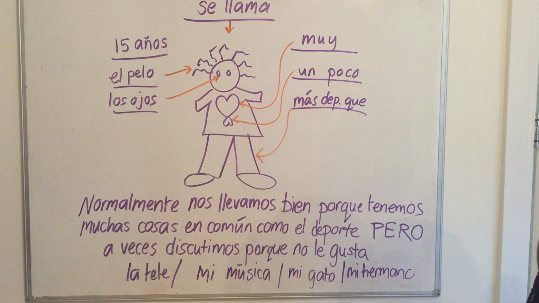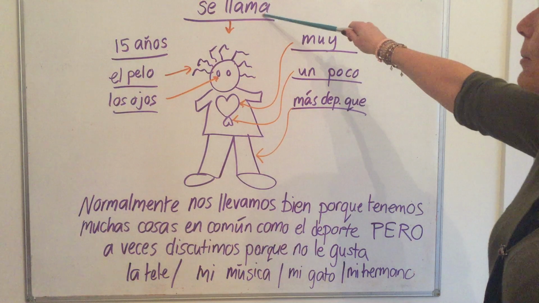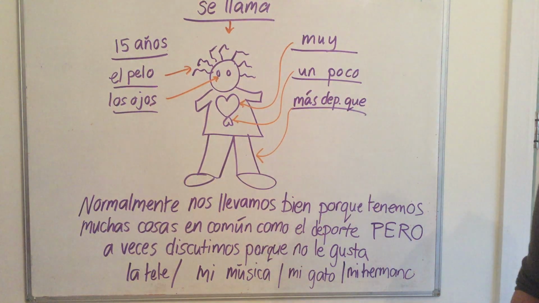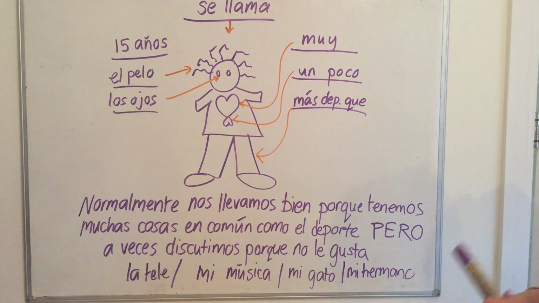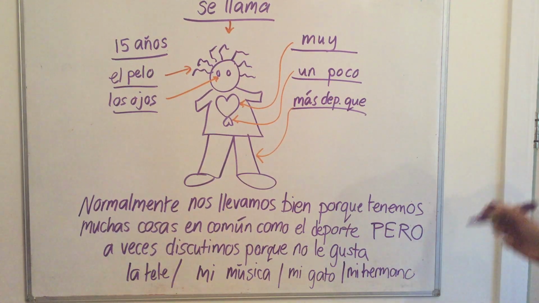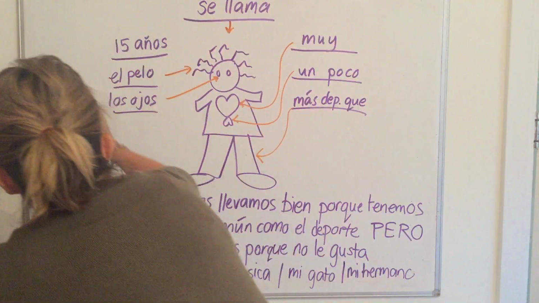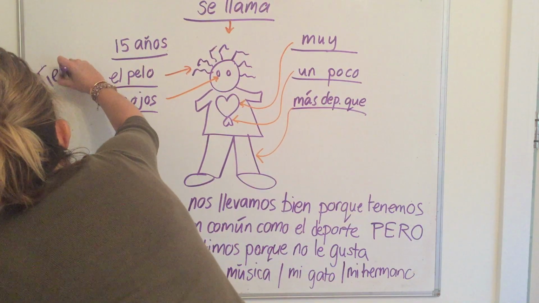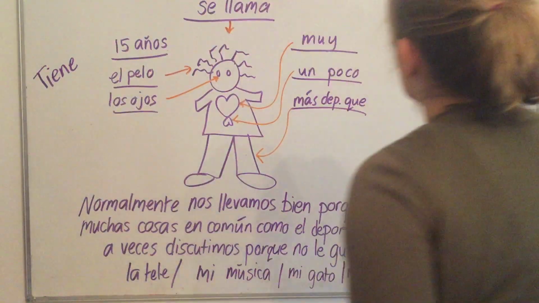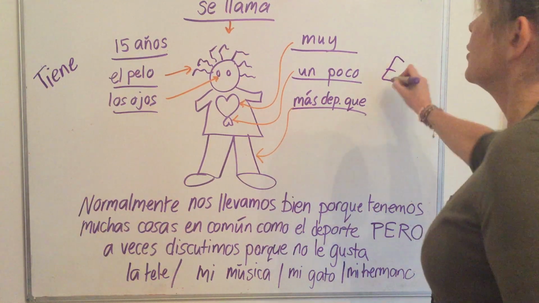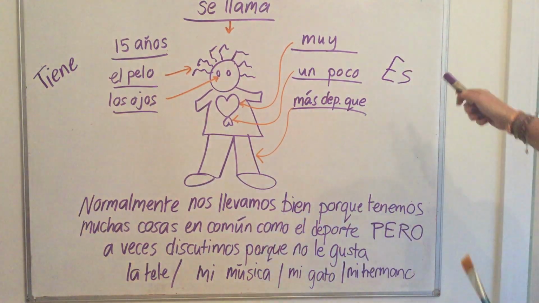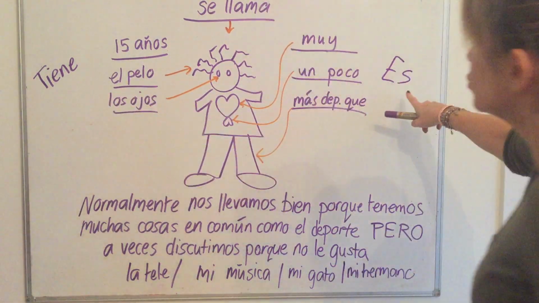So I want you to picture this picture in your head whenever you're trying to bring back all that information about somebody. You're going to start with their name, say llama. Then look at the left side. You're going to use 3 expressions involving a certain verb. It is tener. And if you're talking about someone else, you're going to say tiene. Over here, you're going to use ser, so you're going to use es. He or she has, he or she is.